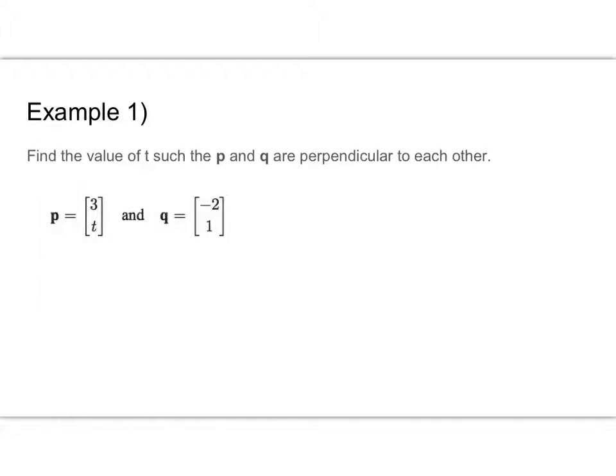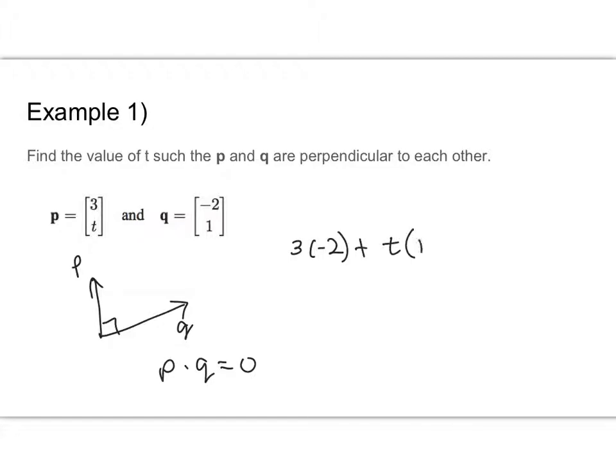We're going to use that fact here to find the value of t that would make p and q perpendicular to each other. So that means p dot q equals 0. So 3 times negative 2 plus t times 1 equals 0, and we can go ahead and solve for that. Negative 6 plus t is equal to 0. That means that t has to equal 6. It's as easy as that.